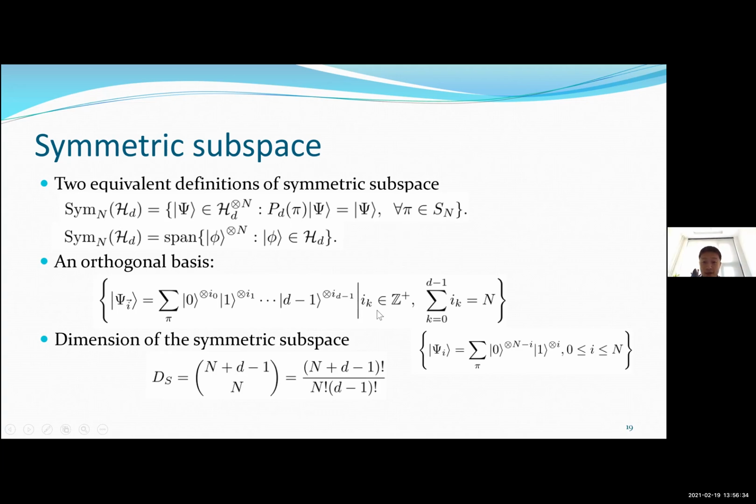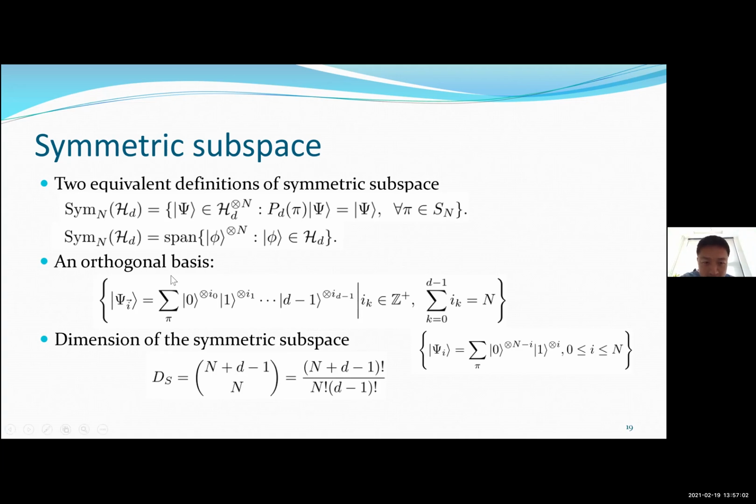Okay, so you can also quickly check that for a special case when d equals 2, the qubits case, the state looks like this one. Look at this one, which is essentially a Dicke state. So we can see that any symmetric subspace state is basically a linear combination of the Dicke states. Okay, so that's the basic idea.